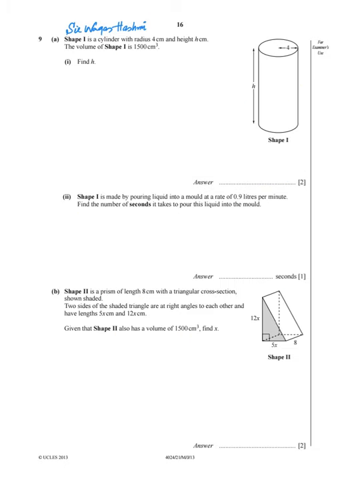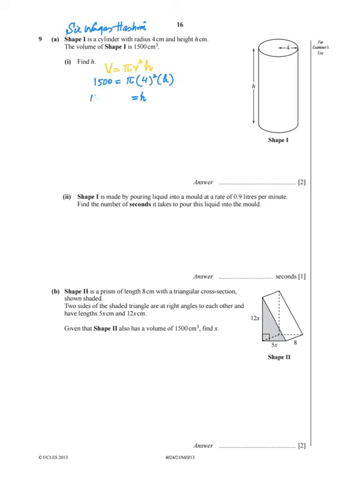It's question number 9 from the topic mensuration. It says that shape 1 is a cylinder with radius 4 and height h. The volume is 1500. So first we need to write down the working formula for the volume of a cylinder, which is pi r squared h. Now I need to place the values: volume is 1500 equals pi, radius is given and that is 4 squared, and height is unknown. So we need to find the value of height.